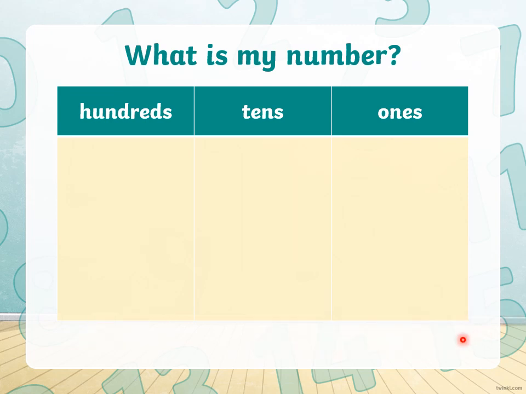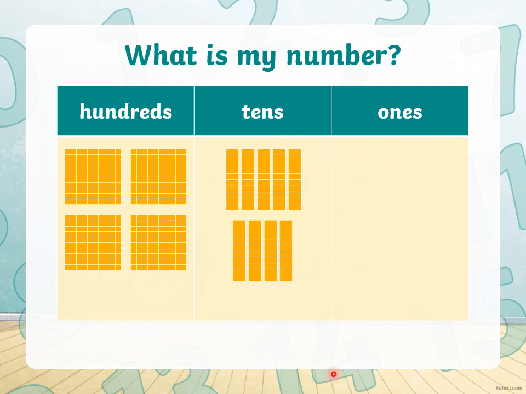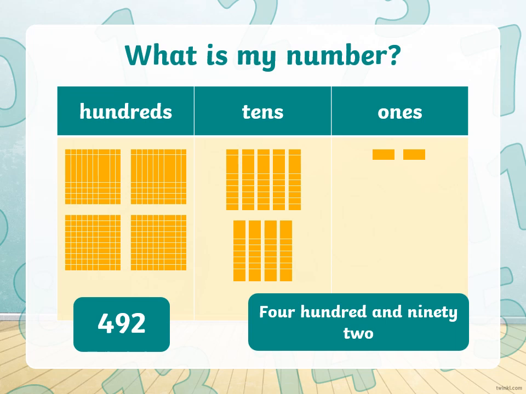What is our number? Okay, we've got 1, 2, 3, 4 hundreds. And 1, 2, 3, 4, 5, 6, 7, 8, 9 tens. And 2 ones. Let's put it all together. So we've got 492. Let's check. Great. 492 in numbers and 492 in words.